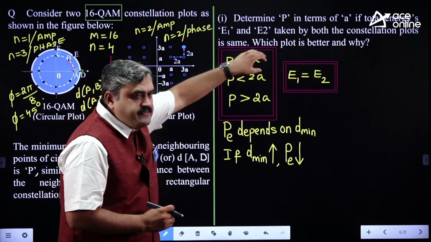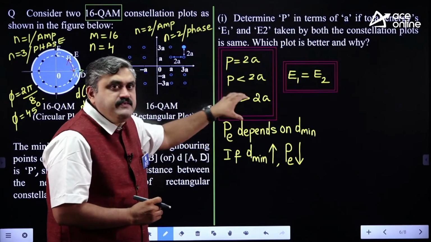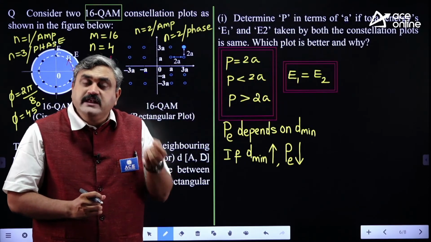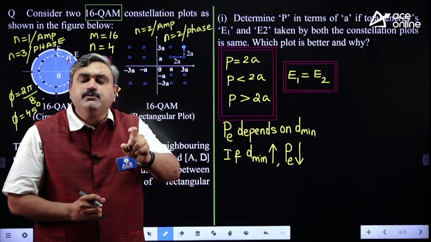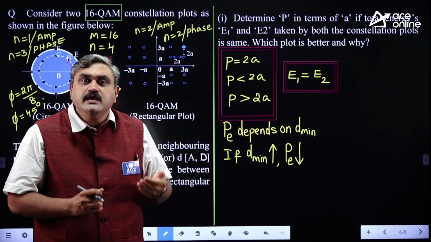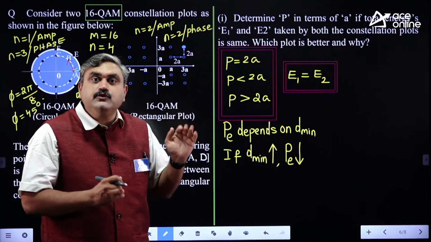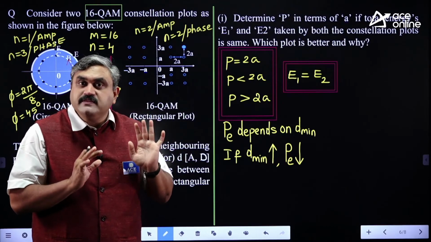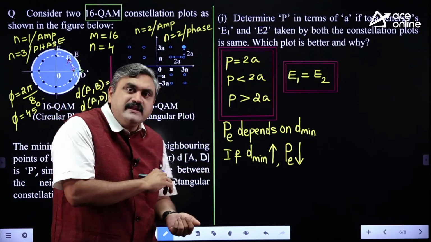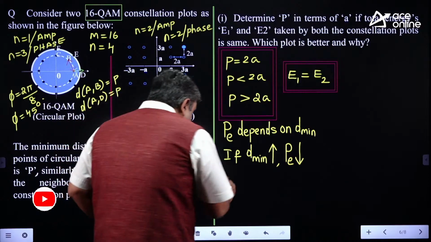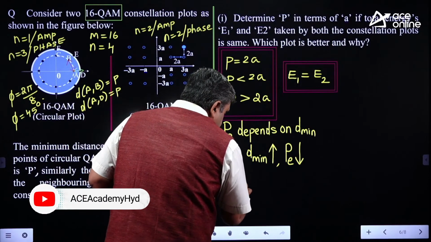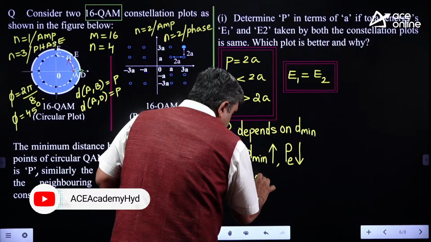Third case, for the same given energy, P is greater than 2a, means D minimum in the first plot is greater than the D minimum in the second plot. Then obviously you prefer using the first plot so that the probability of error will be less. This is one case. What is the other case? The other case that we can study here, I will just tell that case, we can wind up.